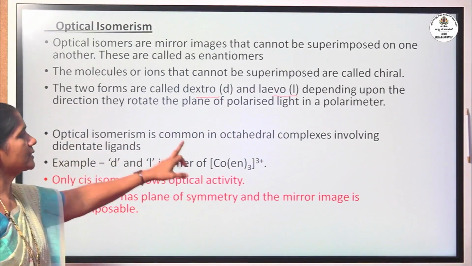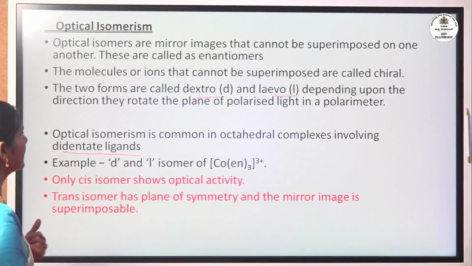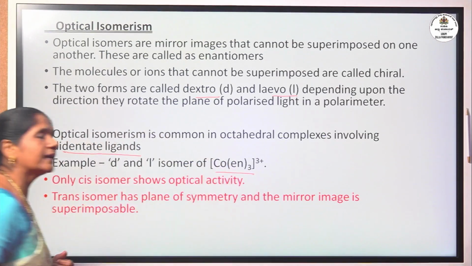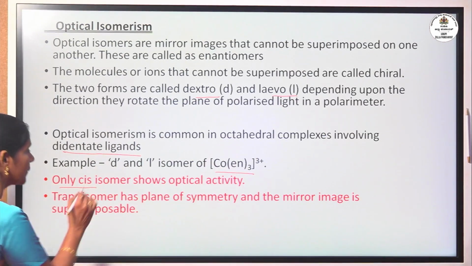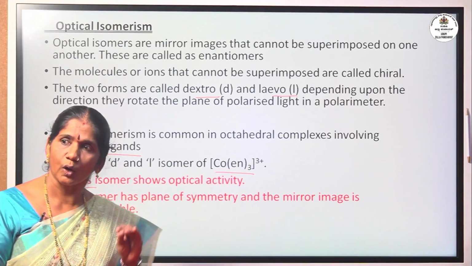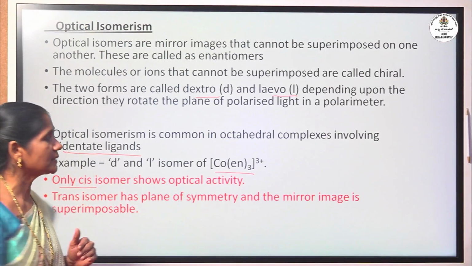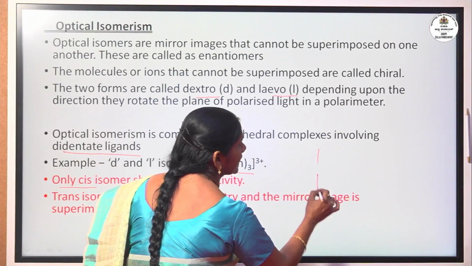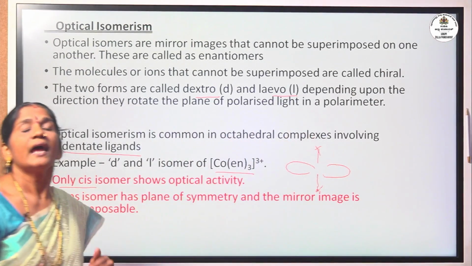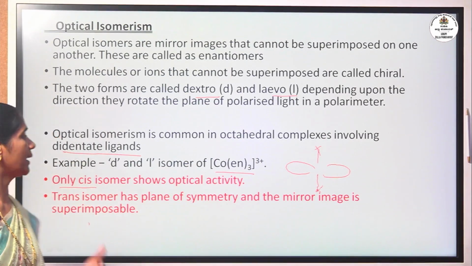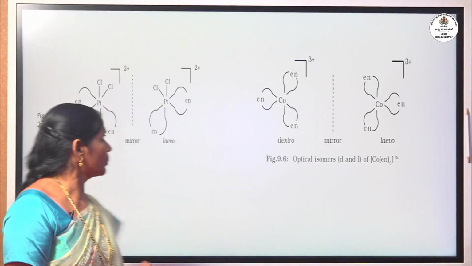So optical isomerism is common in octahedral complexes having didentate ligands. You can see here there are 3 didentate ligand molecules, ethane-1,2-diamine. Here you have to remember only the cis isomer shows optical activity and not the trans isomer. Why is the trans isomer not optically active? Because it is symmetric in nature. If you have a ligand like this, it has a plane of symmetry and the mirror image will be superimposable, and therefore only the cis isomer in this case will have optical isomerism.